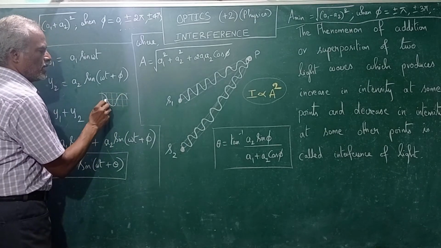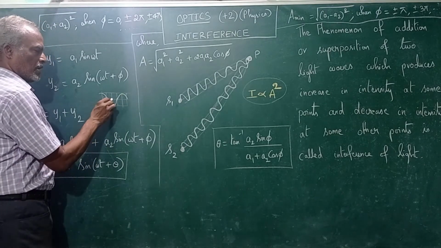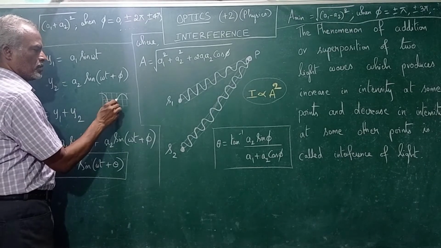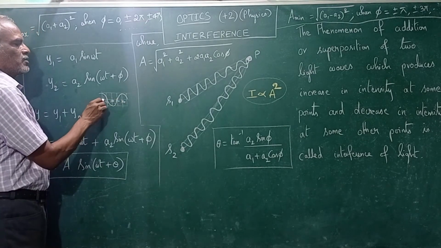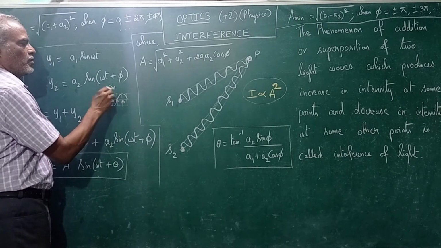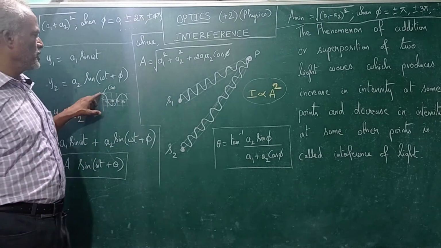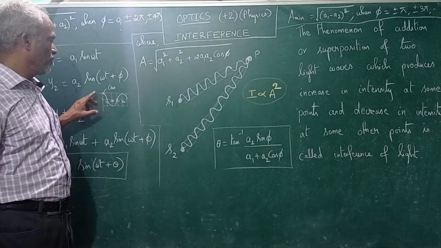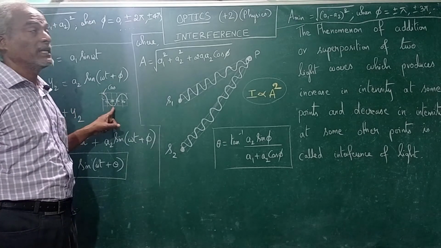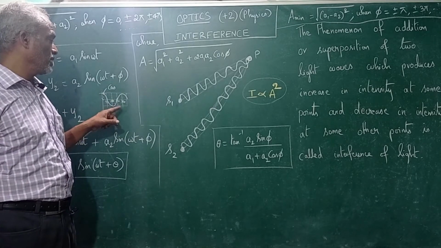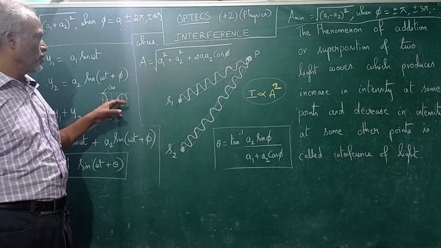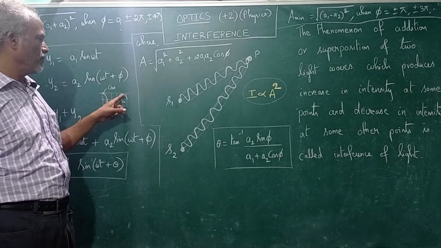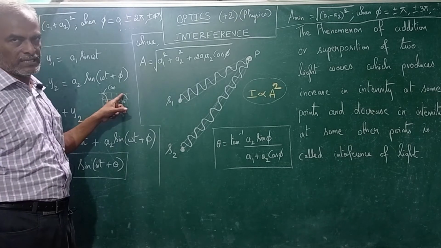So this is 90 degree, this is 180, this is 270, and this is 360. That is, this is the cosine waveform. Cos 0 is 1, a positive value, whereas cos 180 is minus 1, a negative value. Then cos 270 is 0, and at cos 360 it is maximum.